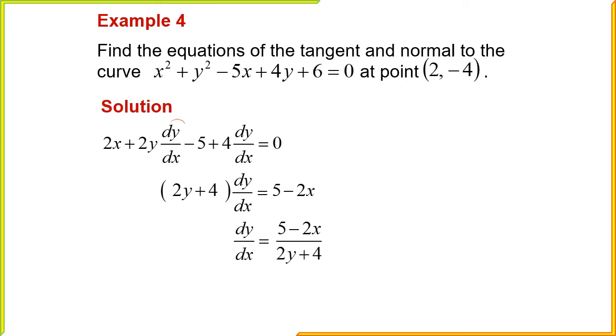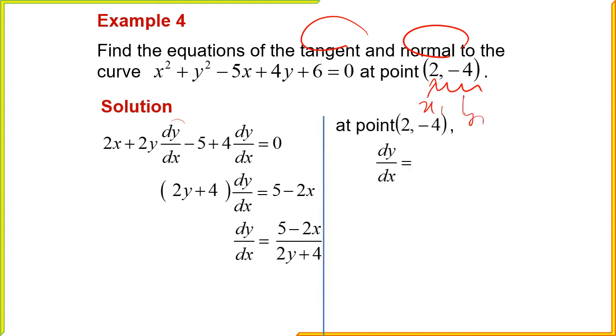To find the gradient of a tangent and normal, first we need to find the gradient of the tangent. We just have to substitute x1 and y1. So we have dy/dx equal to 5 minus 2 of 2 divided by 2 of -4 plus 4.